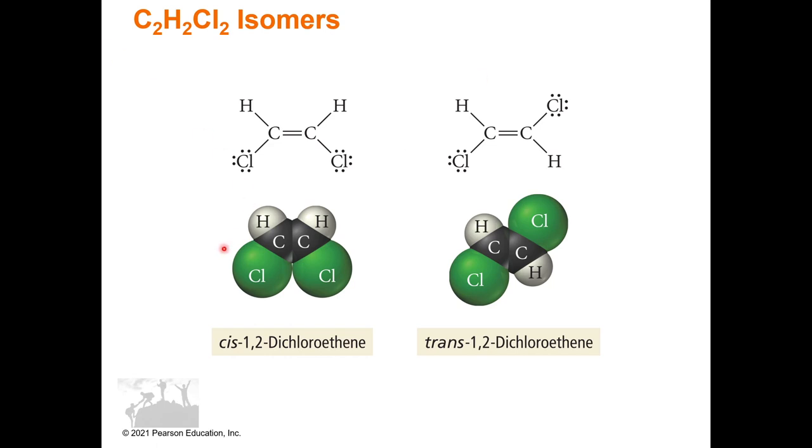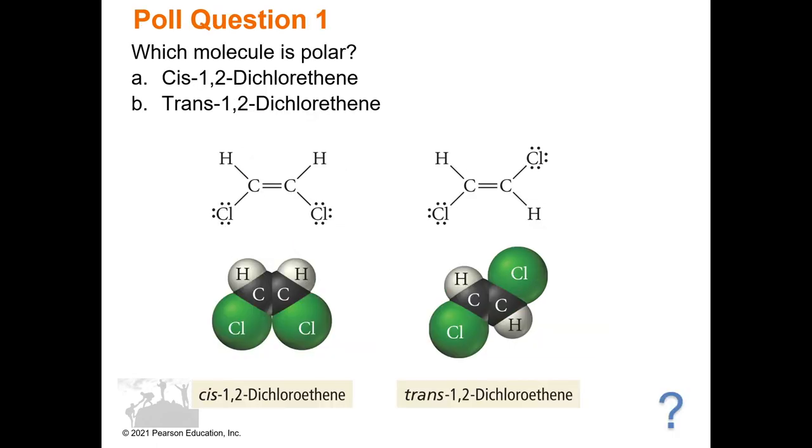So here with these two molecules, these two isomers, they actually have different physical properties because of the arrangement of the chlorines. So of these two isomers, which molecule is polar? Pause the video, reason it out, and when you're ready for the answer, click play.